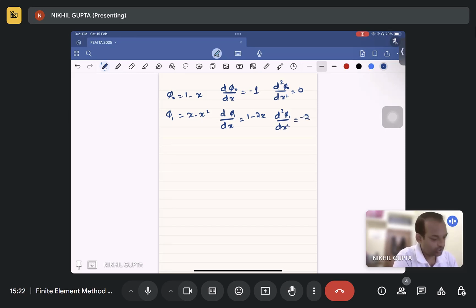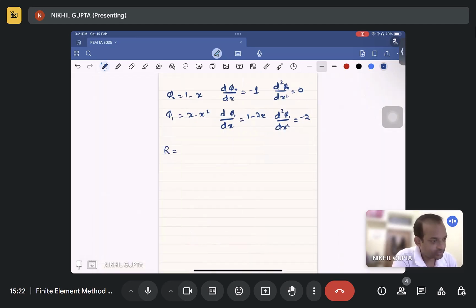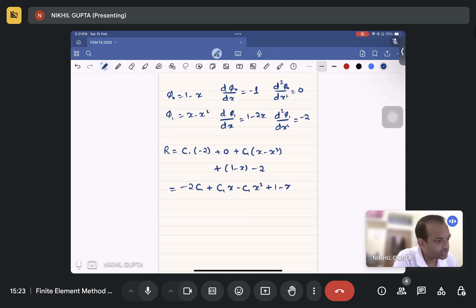So when you substitute in this r value, what will you get? This will be c1 times minus 2, plus 0, plus c1 times x minus x square, plus 1 minus x minus 2. And when you solve it, you will get minus 2c1 plus c1 x minus c1 x square plus 1 minus x minus 2.